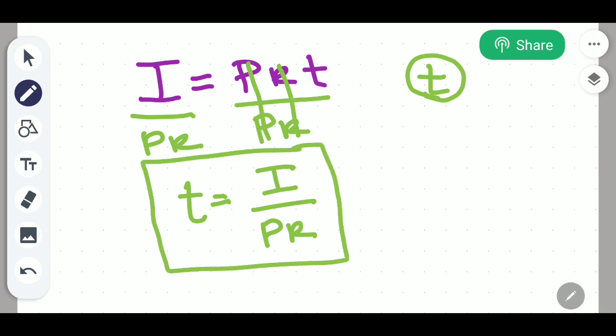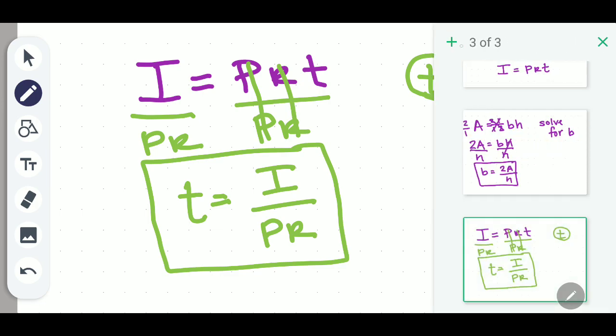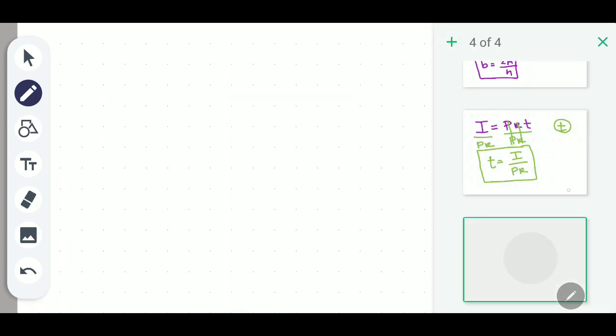Okay? So in an interest equation, if you knew the amount of interest you're going to earn, you knew your principal, what you started with, and you knew your rate, you could find out how long it would take to reach that goal. Okay? Look at another one here.